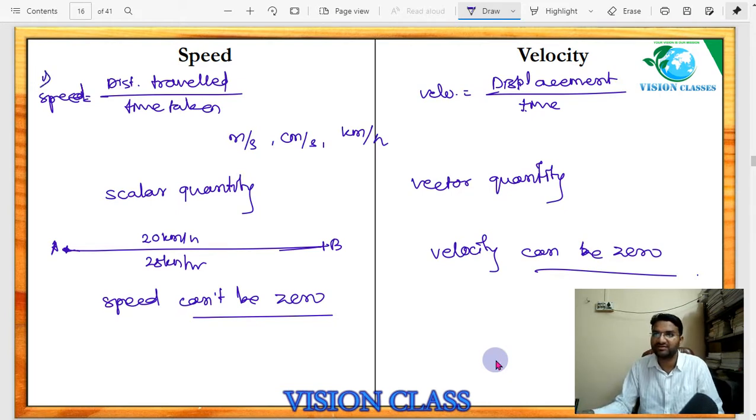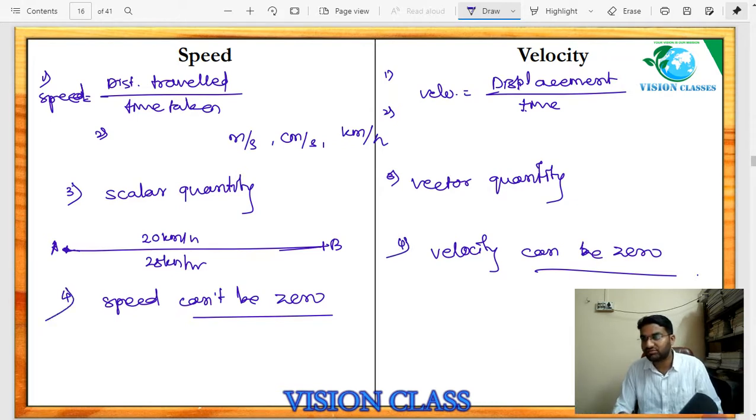First point is distance traveled over time. Then second is units: units of speed and velocity are the same. Then here 1, 2, 3 and 4. The fourth one is the significant one. It can be asked in your MCQ questions as well.